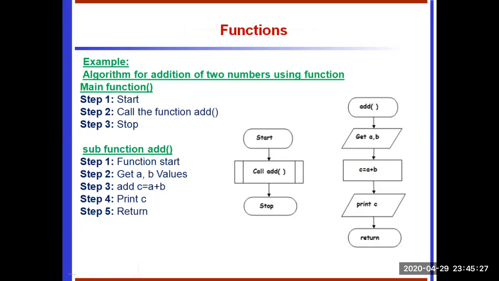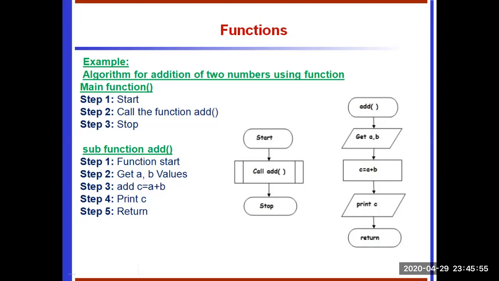This is a small program adding two numbers, but the main function is written separately. The main function only has a function call. That function is elaborated in sub functions. See the algorithm here. The main function has only start and stop, plus one more statement called the function call. First step 1 executes and then step 2 executes.